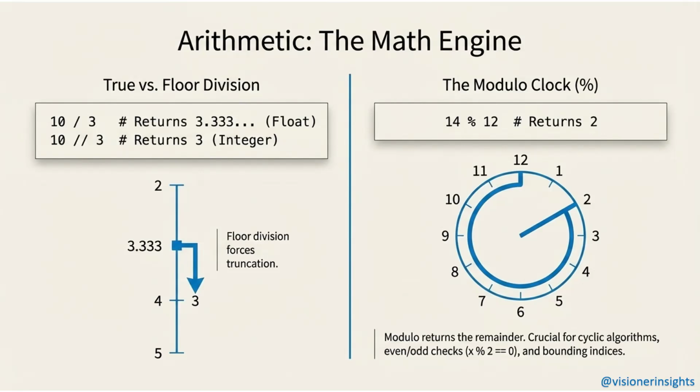The easiest way to think about it is like a clock. If you ask, what's 14 modulo 12, it's really like asking, what time is it 14 hours after midnight on a 12-hour clock? The answer, of course, is 2. This thing is incredibly useful for any kind of cyclic process.